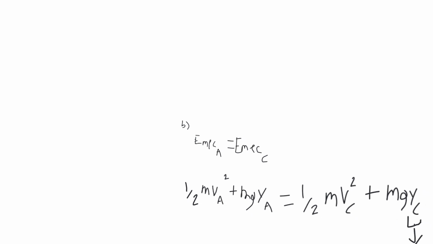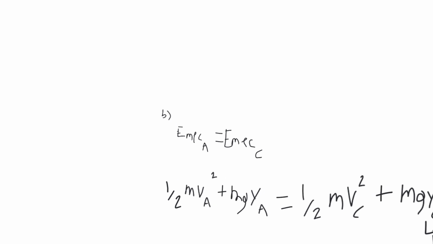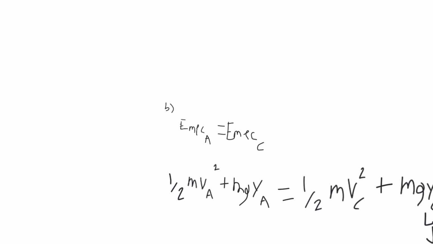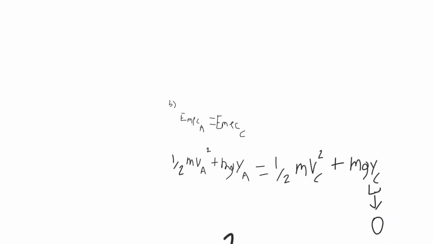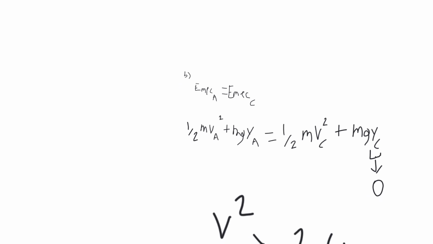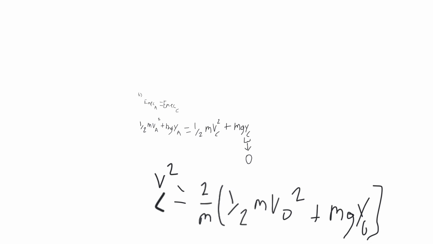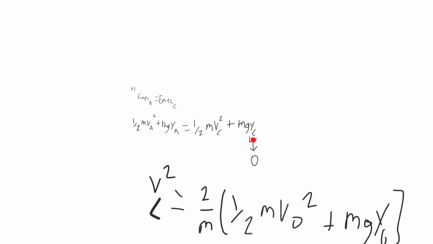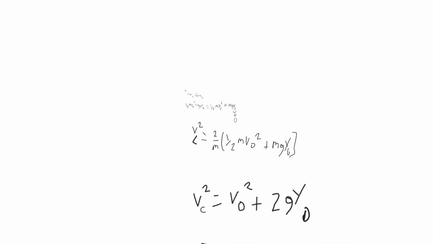Now for part B, it's asking us for the velocity of C, right? To do that, we know that the mechanical energy of A is going to be equal to the mechanical energy of C, right? So we do the same thing as before. We put the change in kinetic energy with the potential energy, and then we equal that to the C side, right? That was the A, this is the C, and we know that yC is going to be 0 because it's at the floor. So this makes this whole part 0, and then we're left with this.